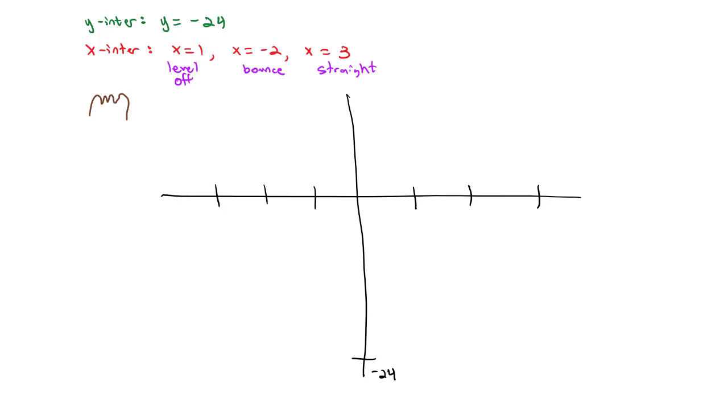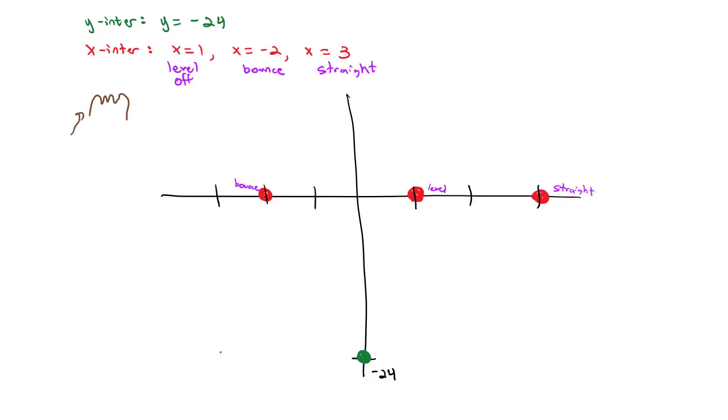So if I start putting all this on here, I know the y-intercept's at -24. I know the x-intercepts are at 1, -2, and 3. I know at 1 it's going to level off. Let's put a little note in there. At -2 it's going to bounce. And at 3 it's going to go straight.